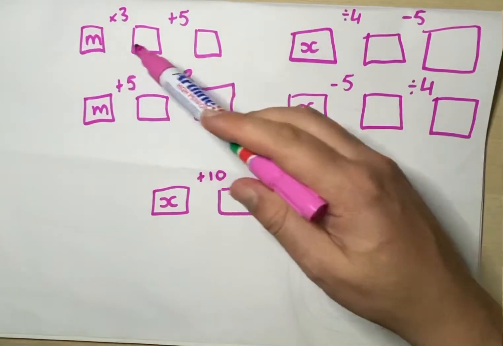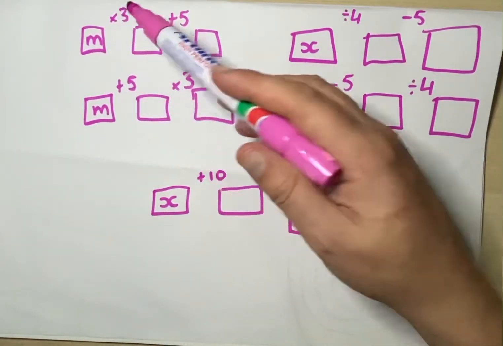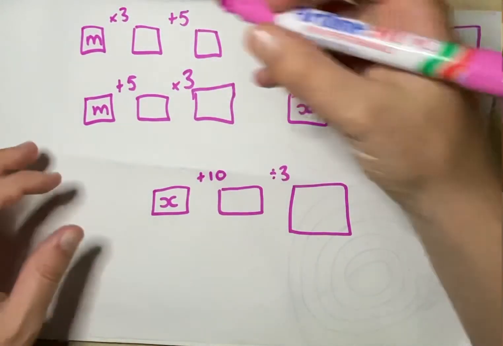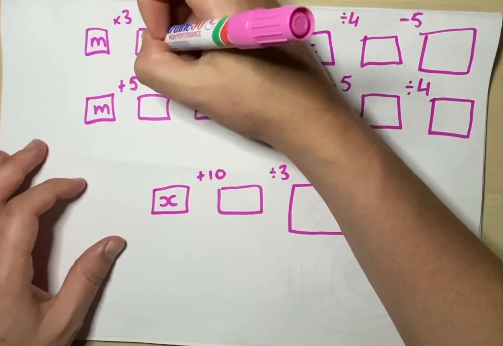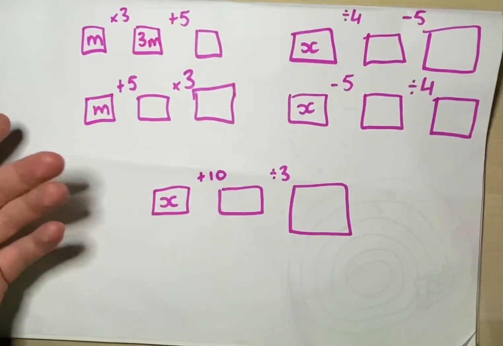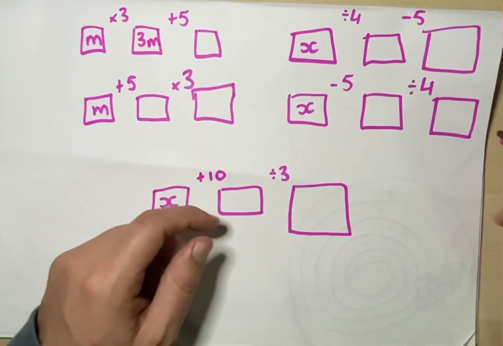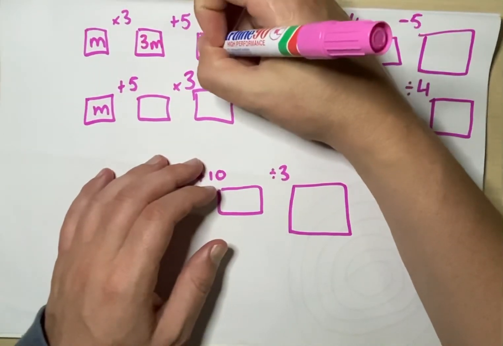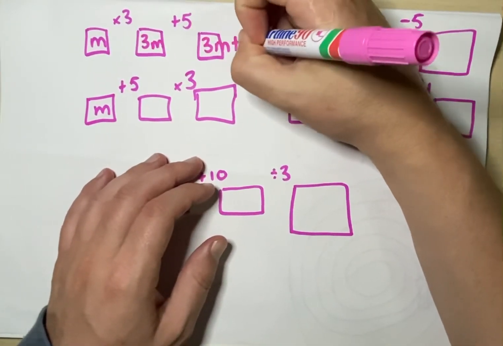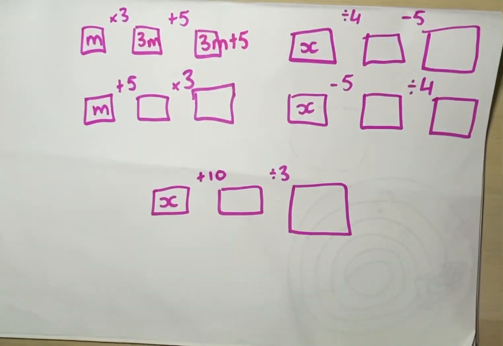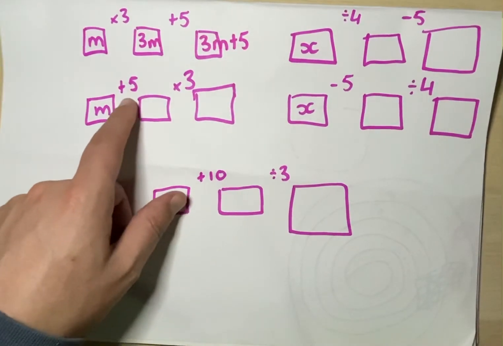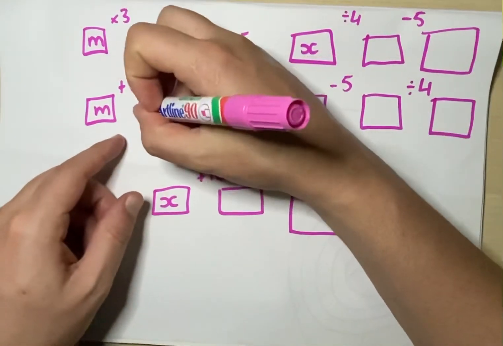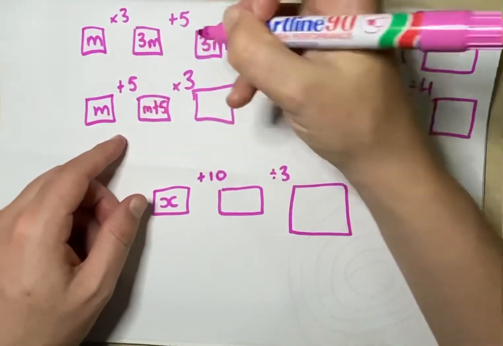So let's take this first flowchart here, m times 3. Well, like we talked about last week, the shorthand of that is 3m. You don't have to write times. Then plus 5, I've drawn my boxes too small, you get the idea. It would be 3m plus 5. Now the big distinction in today's lesson is what happens when we add first. Well, that would become m plus 5.